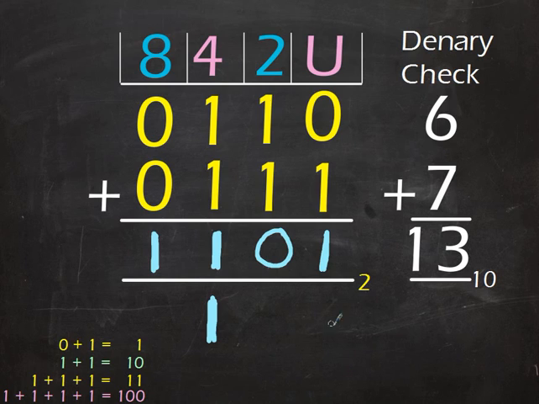So let's check it's right. The answer is 1 lot of 8 added to 1 lot of 4, which is 12, added to 1 lot of 1 is 13. So the system works.